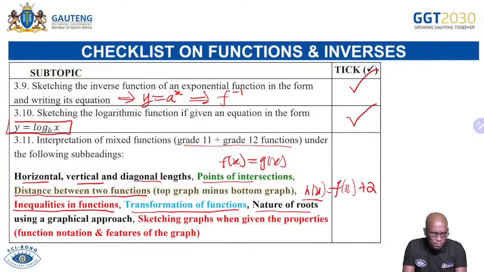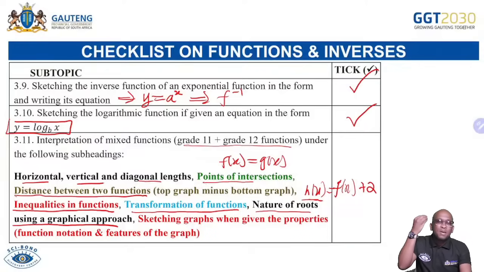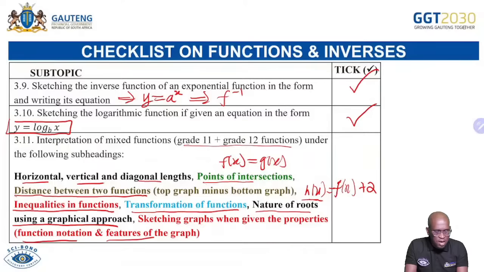And the nature of roots, using the graphical approach, not the discriminant. Using the graphical approach, for which values of k will f of x equals k have equal roots, or two positive roots, or a non-real root. You should be able to do that using the graphical approach only. Then sketching of graphs when given the properties. Sometimes you are given the properties of functions and asked to sketch the function, so function notation and features of the graph can be used to do that.